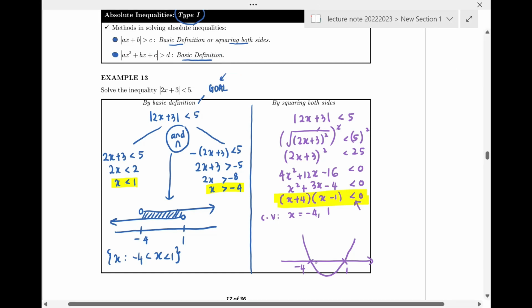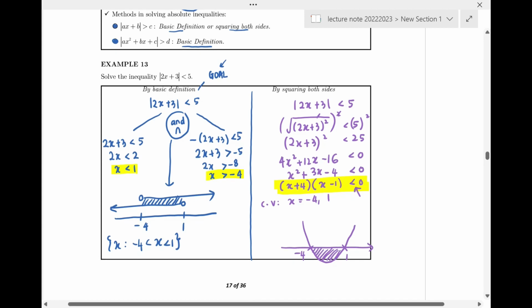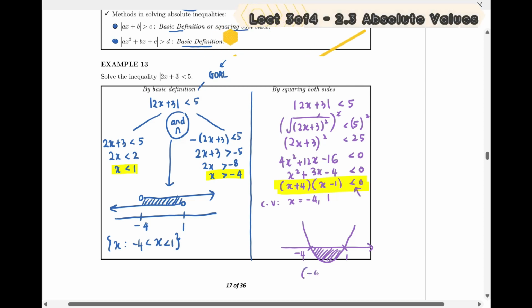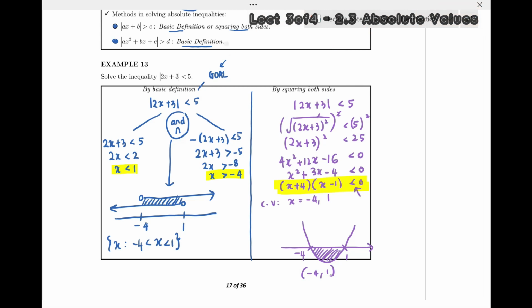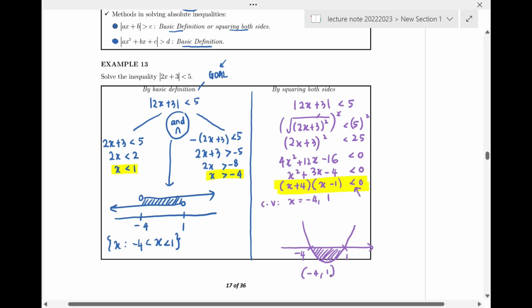Less than 0 means I have to take the one below the line. So the answer will be between -4 and 1. This is in interval notation, so we have the same answer but in different forms. We are done with example 13 using both methods, basic definition and squaring both sides. Do remember, using basic definition, only we can use the goal.